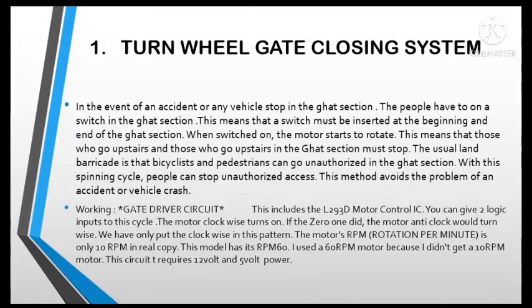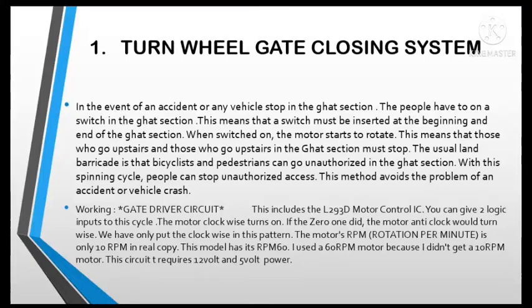Now, first one is turn wheel gate closing system. In the event of an accident or a vehicle stop in the guard section, people have to turn on a switch in the guard section. This means that a switch must be installed at the beginning and end of the guard section. When the switch is on, the motor starts to rotate. Those who go upwards and those who go downwards in the guard section must stop.